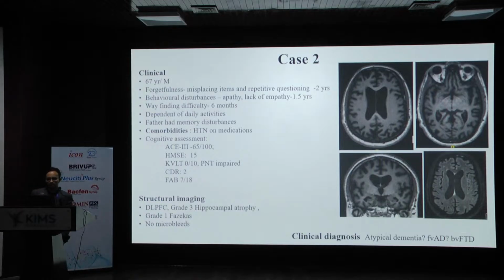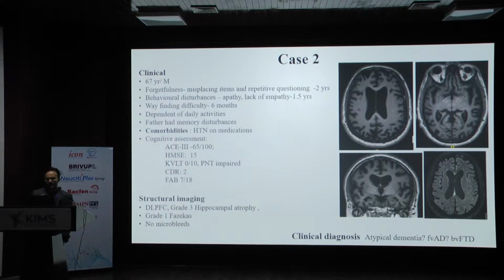Coming to case 2, very interesting case again, a 67-year-old male presented with forgetfulness. He was misplacing items, with repetitive questioning for the last 2 years. He has some behavioral disturbance, apathy, lack of empathy for the last 1.5 years. He has some wayfinding difficulty as well. And he was dependent in his daily activities of living. Father had some mild memory disturbances which were not clear as per the caregivers, and he had hypertension. Cognitive assessment showed ACE of 65, HMSE of 15, and his verbal learning was impaired. Picture naming was also impaired. CDR was 2, and his FAB was 7.